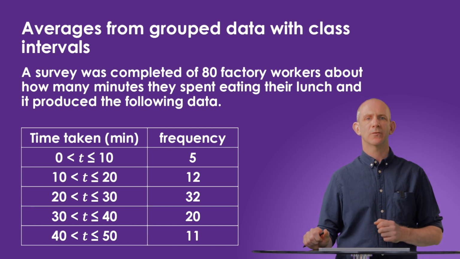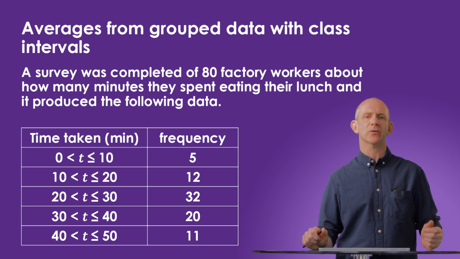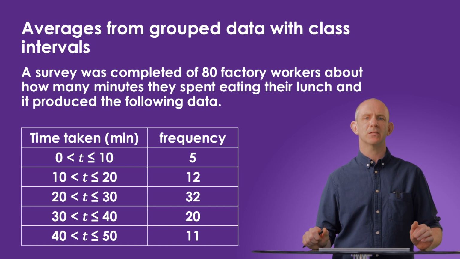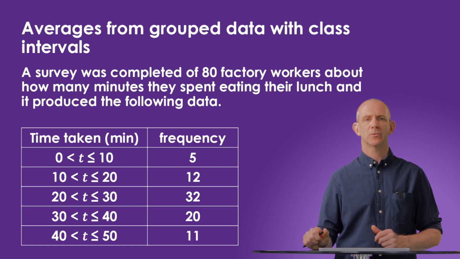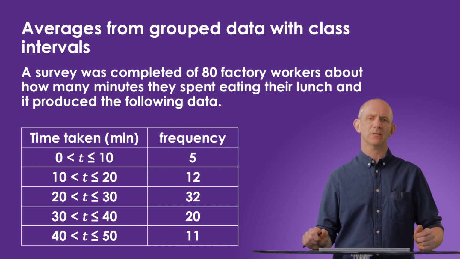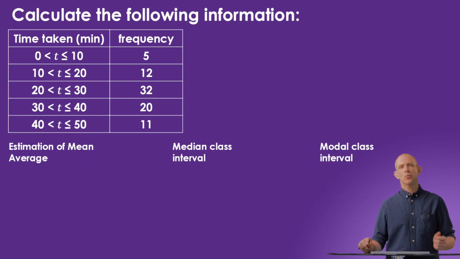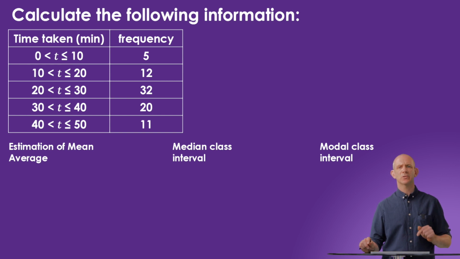Here, we have the data from a survey completed on 80 factory workers, about how many minutes they spent eating their lunch, and it's produced the following data set. We're now asked to calculate an estimate of the mean average time spent eating their lunch. The reason this is an estimate is we don't know where in the range these pieces of data sit. Are they at the top or the bottom of the group boundary?